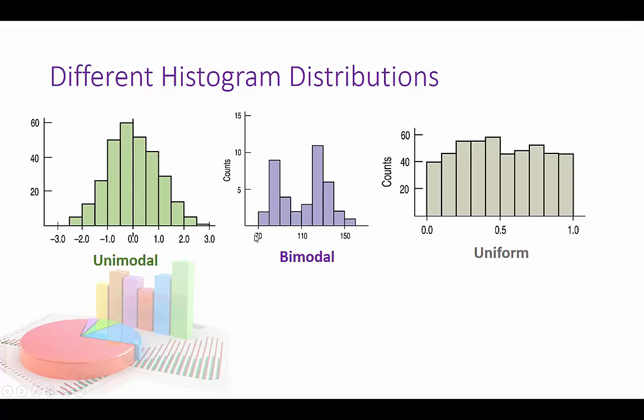And the nice part is it's easier to see things like when there are two peaks. Two peaks means bimodal. This is unimodal because it has one peak. And when it's roughly no peaks, we call that uniform because it's very similar across the distribution.